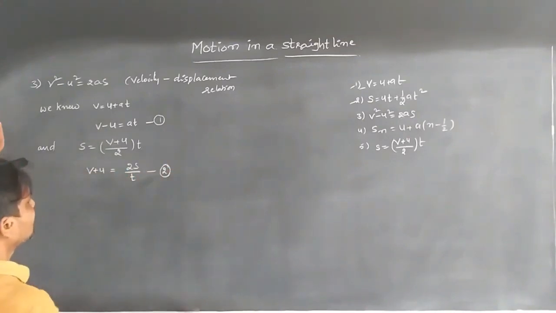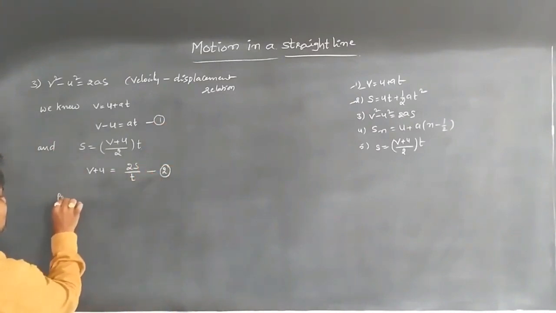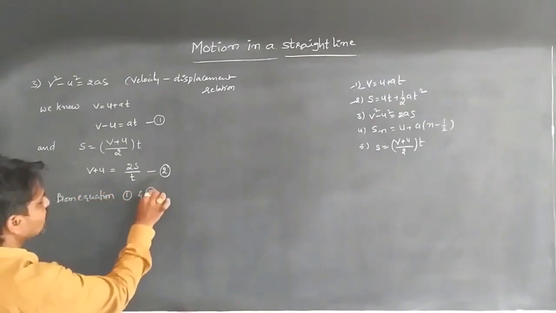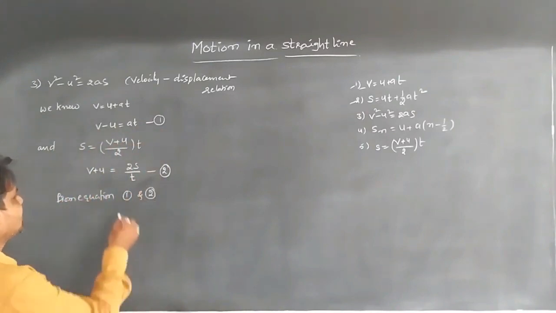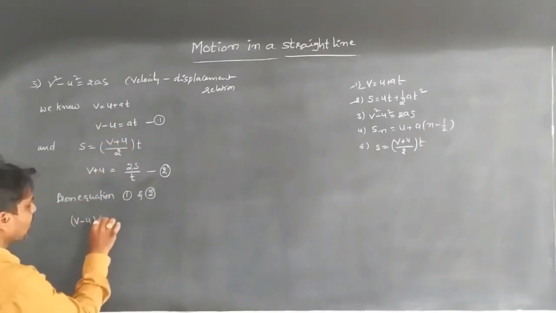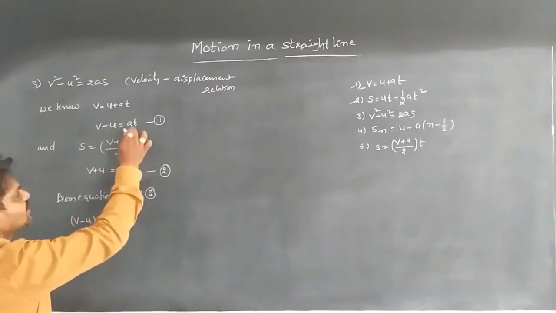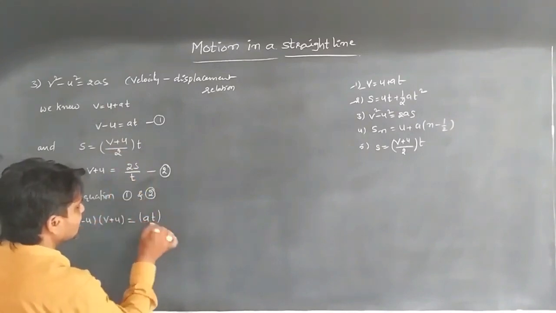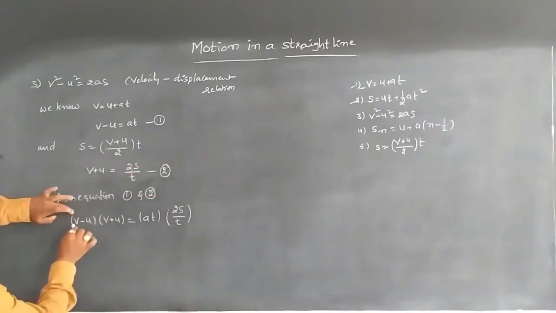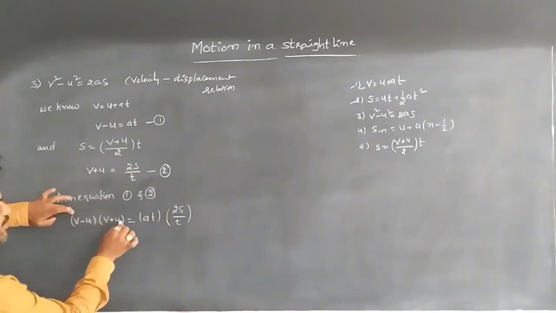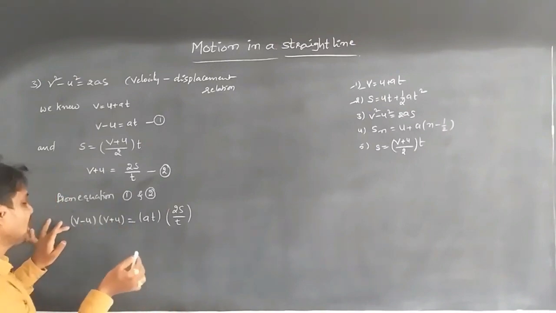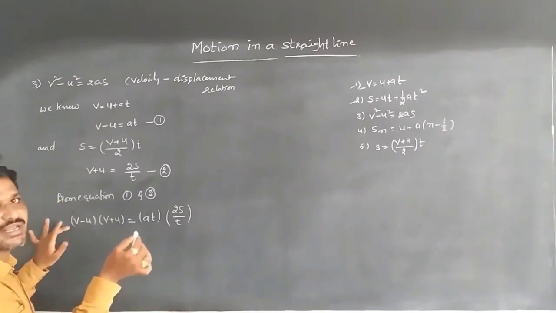From equations 1 and 2 we can write v minus u into v plus u is equal to at into 2s by t. In the form of a minus b into a plus b, from the mathematical formula we know that a minus b into a plus b is equal to a square minus b square.